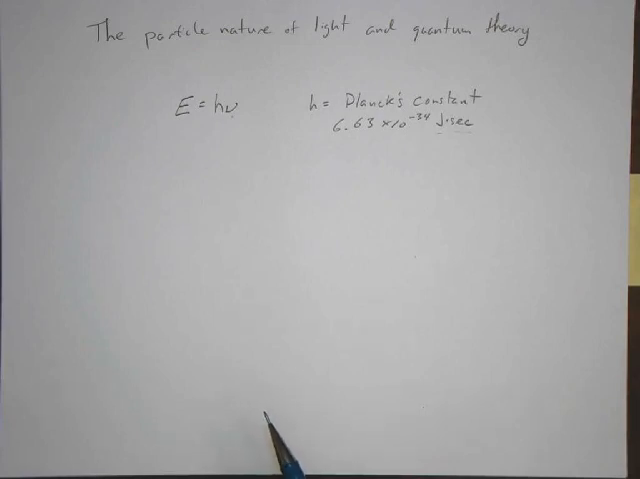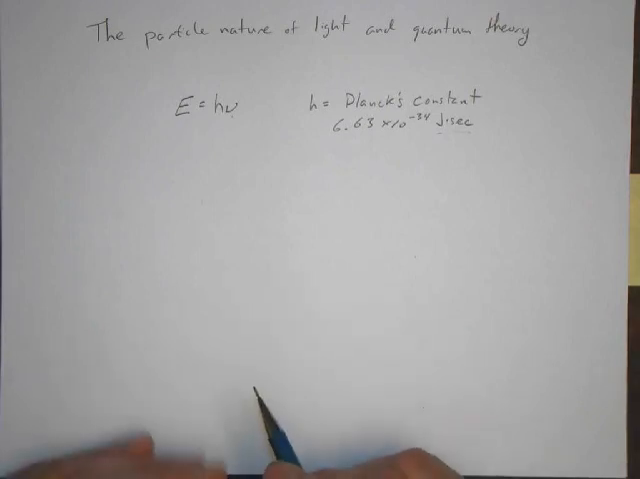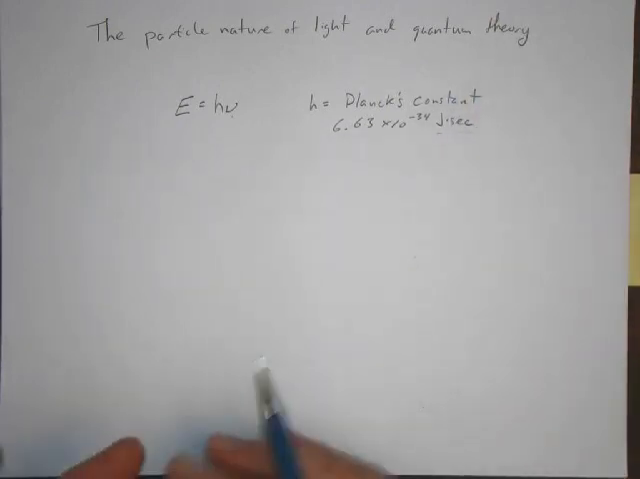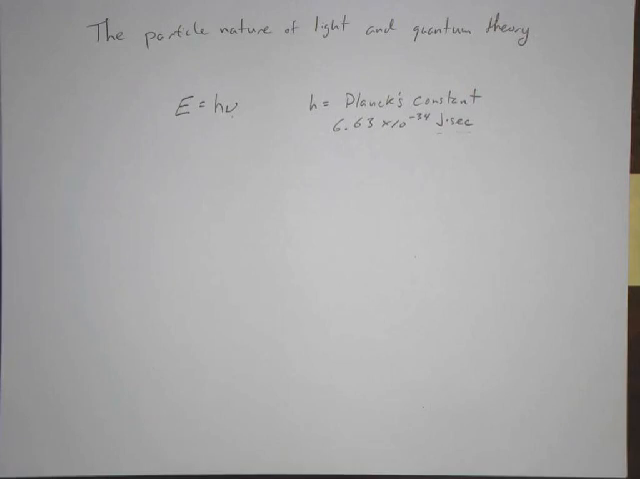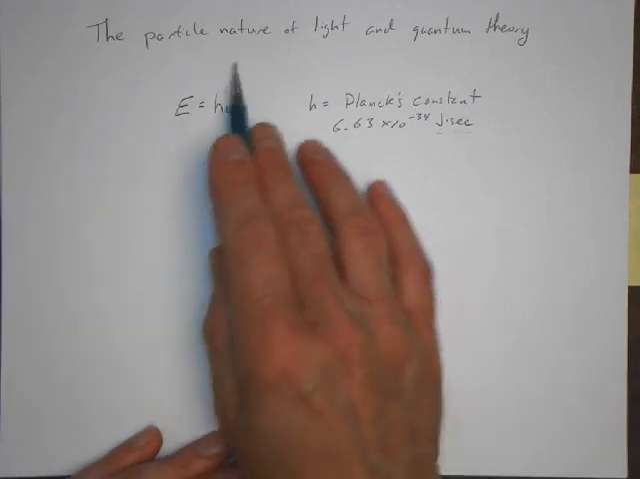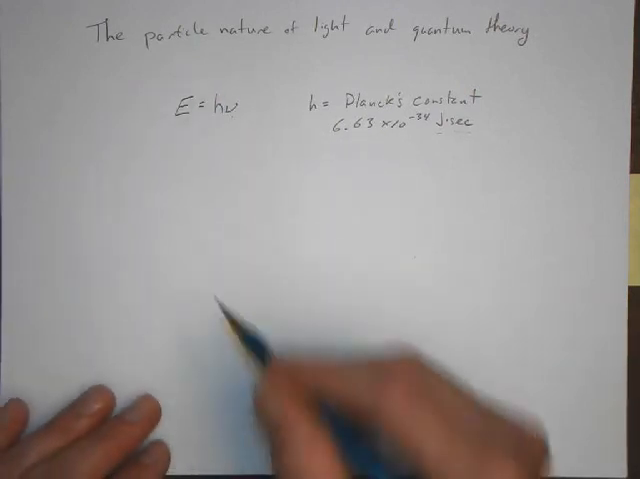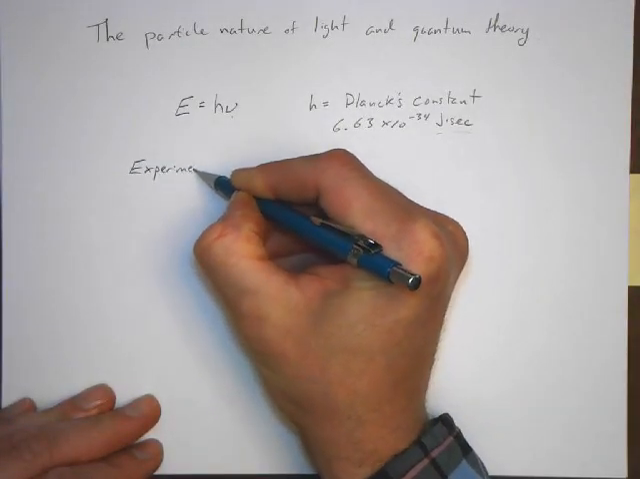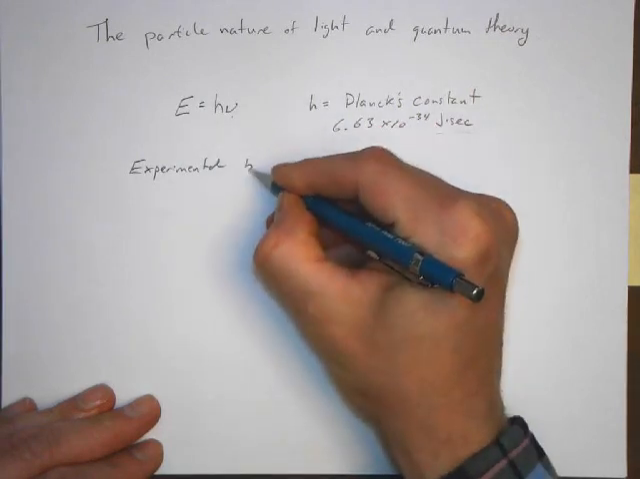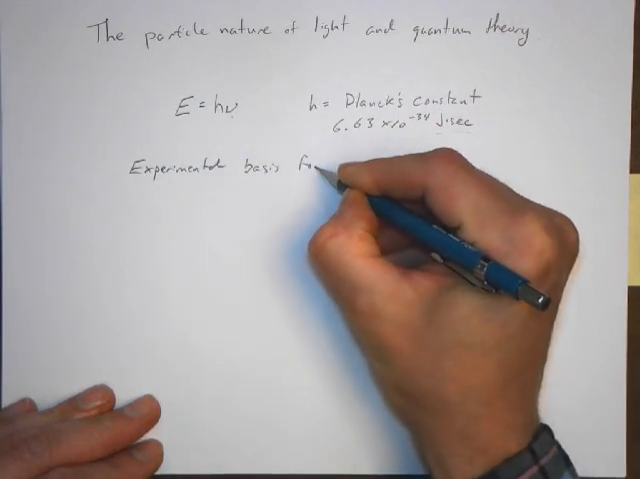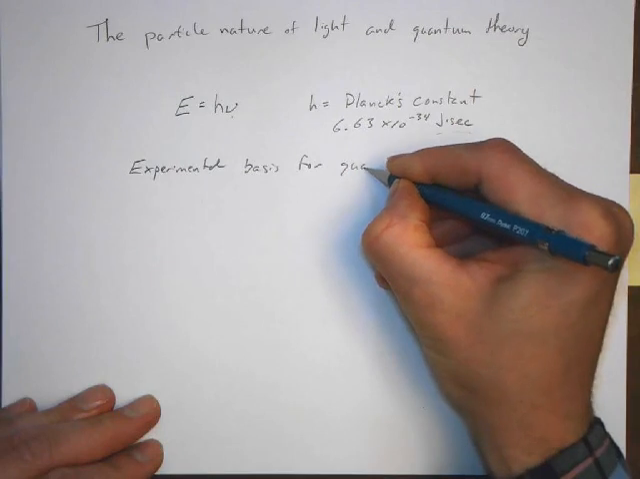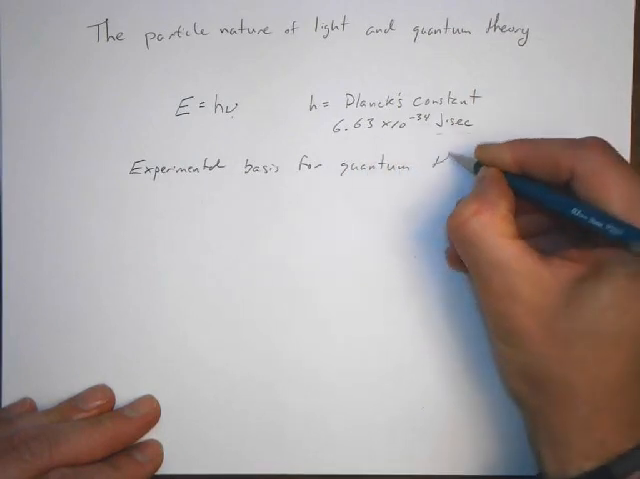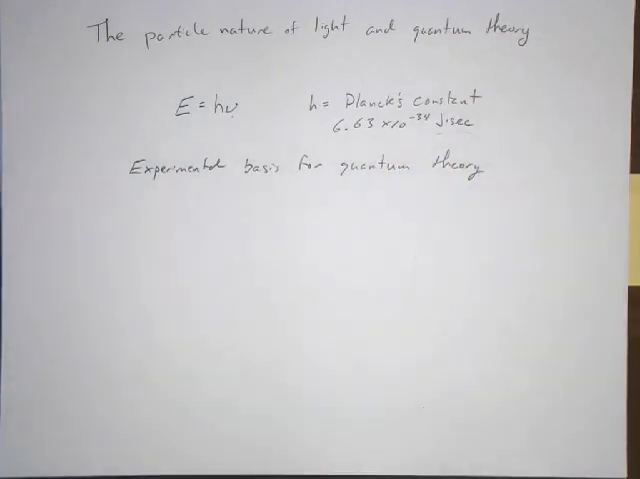So let's look at what quantum theory means for the atom, and what evidence there is for a particle nature of light. An experimental basis for quantum theory.